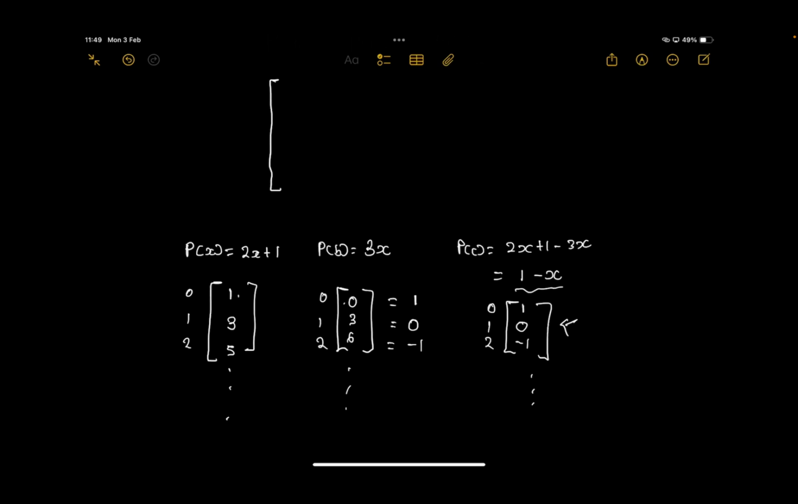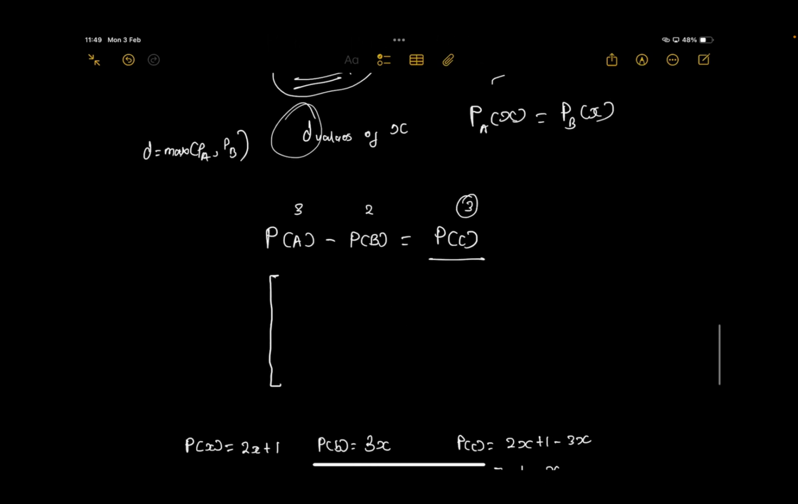But now, this P of C, right? We're saying that it has 0 at 3 locations, right? So that should tell you something about P of A and P of B. They must have equal evaluations at those points, right?